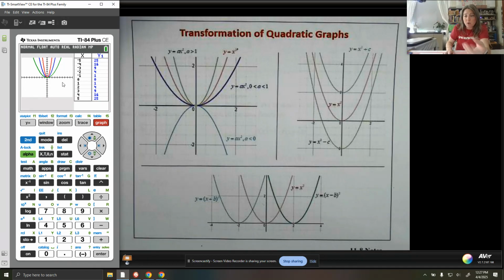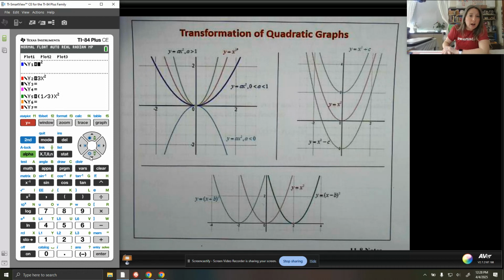What do we notice about multipliers in the front? Well, 0, 0 is still my vertex, my one root, my y-intercept, when I have that as the case. I'm only widening out the points around that parabola, or narrowing up the points around that vertex, okay?